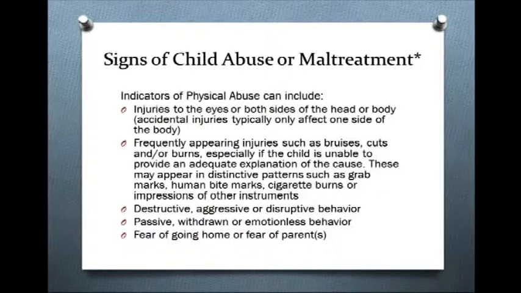So what are some signs of child abuse or maltreatment? Some indicators of physical abuse can include injuries to the eyes or both sides of the head or body. Accidental injuries typically only affect one side of the body. Frequent injuries such as bruises, cuts, and burns, especially if the child is unable to provide an adequate explanation of the cause. Disruptive or aggressive behavior by the student. Passive, withdrawn, or emotionless behavior on the part of the student. Fear of going home, fear of parents, or fear of a particular employee in the district.